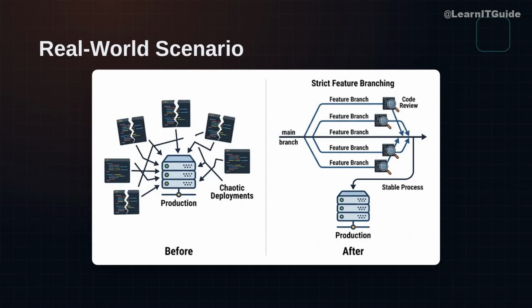Think about this. An e-commerce platform serving 500,000 customers. They were pushing broken code daily. After switching to a strict feature branching workflow, they moved from chaotic deployments to a stable, predictable process. They saved thousands of dollars in potential downtime.